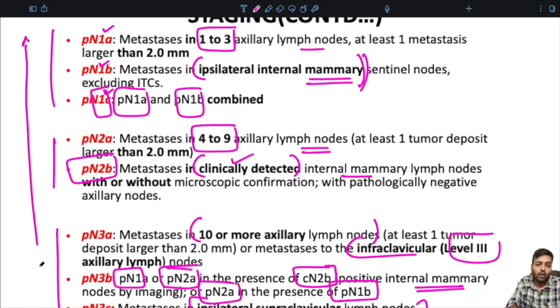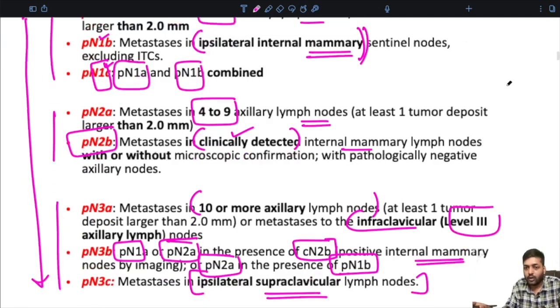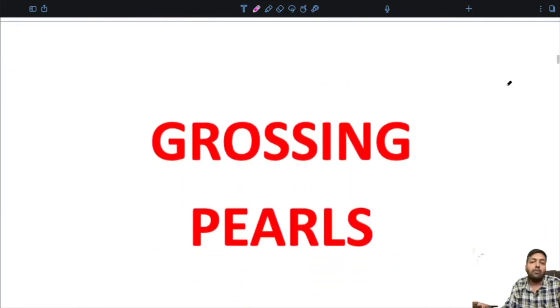Remember, in the grossing viva, this N staging can be asked at least for the major important gross specimens like the breast, for the colon, etc. Okay, now we are going to see some of the grossing pearls. That is how you can make a diagnosis of a specific breast carcinoma just looking at the gross findings, or any other benign lesions also you can understand looking at the gross findings.